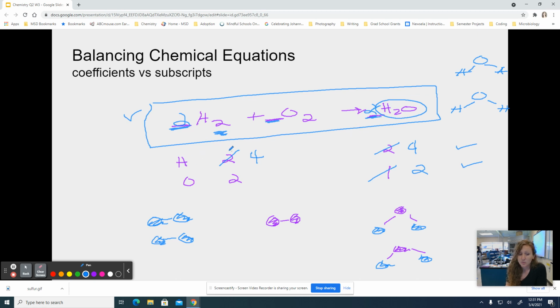And we keep track of the numbers that we have, and we just play with them until I have the same number of atoms on the reactant side as the product side. That is a balanced equation. The mass is conserved. Okay, so let's try a couple more of these together.